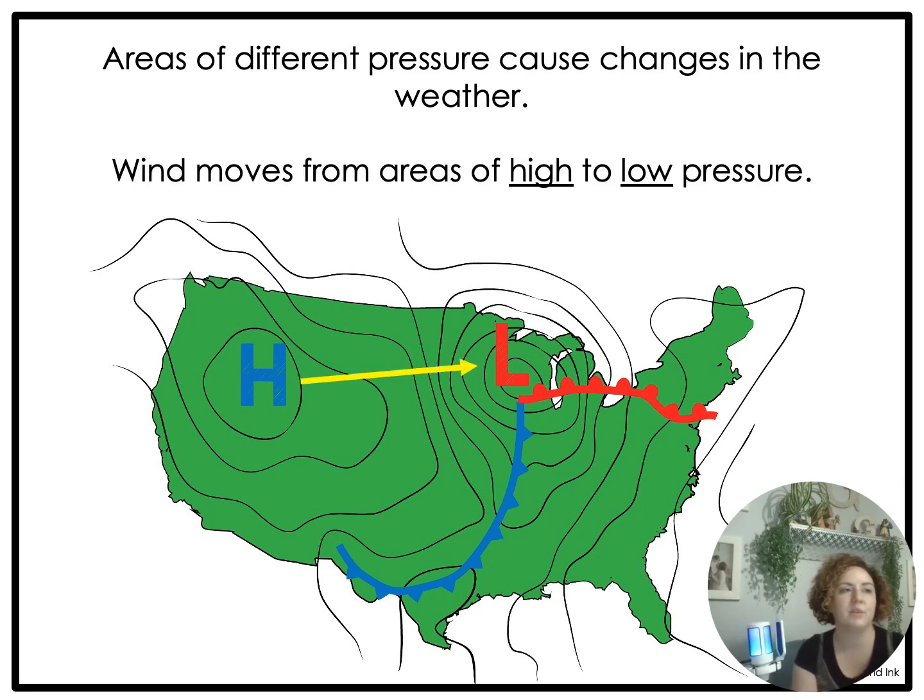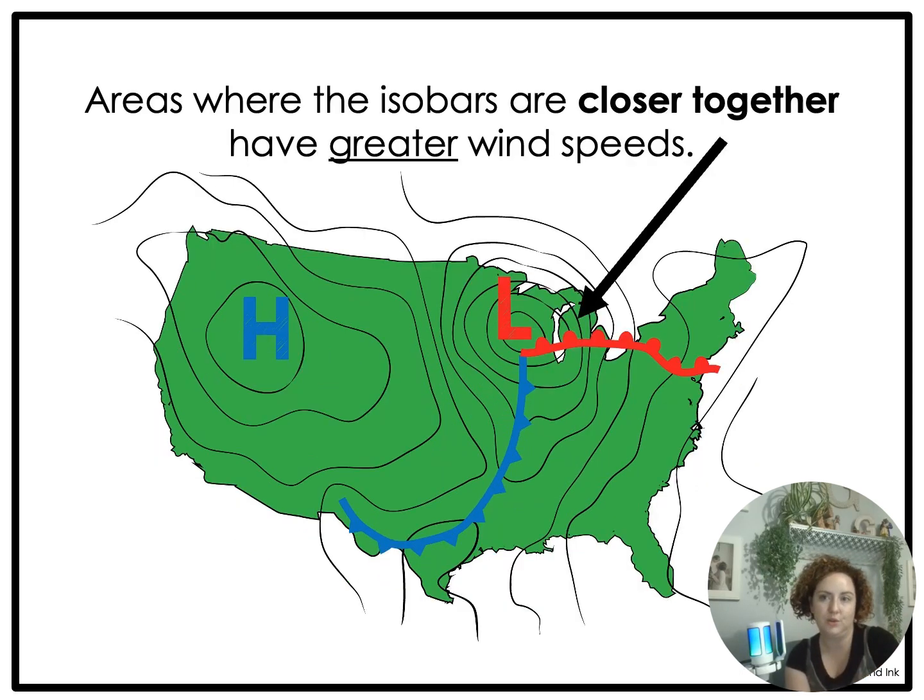So areas of differing pressures change the weather, but then the wind moves from areas of high pressure to low pressure. This is like your grown-up saying, close the fridge door, you're letting all the cold air out. But really the interior of your fridge is at a much lower pressure than the exterior outside of the fridge. So it's actually all that warm air trying to go into the cool air, or where the cool air is. So we move from highs to lows.